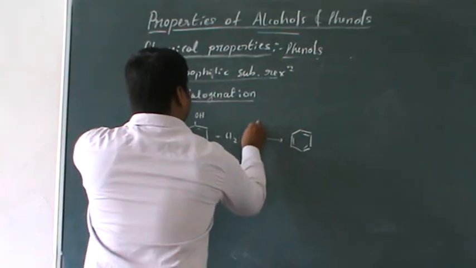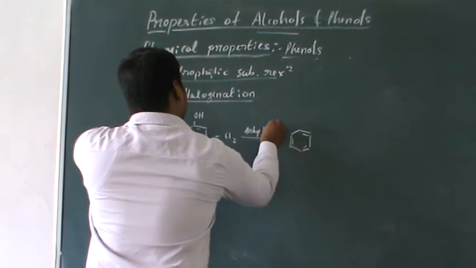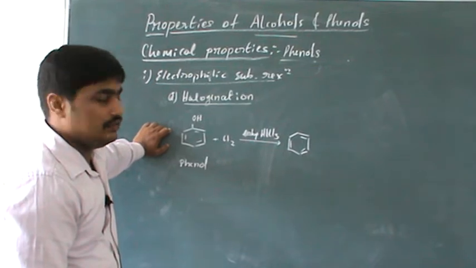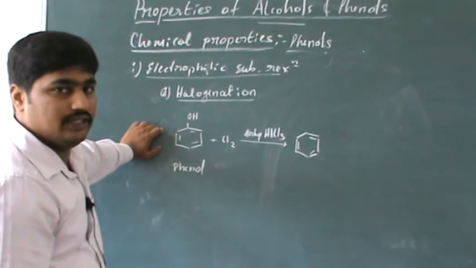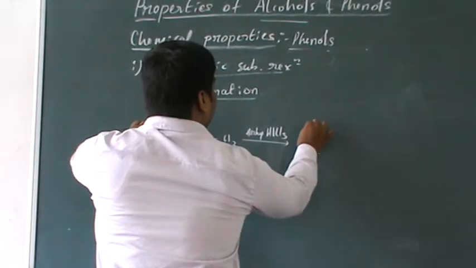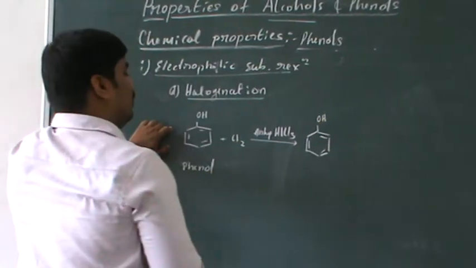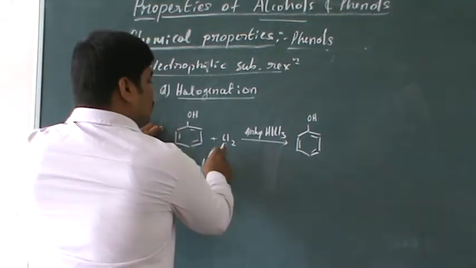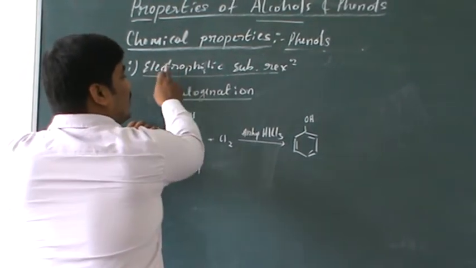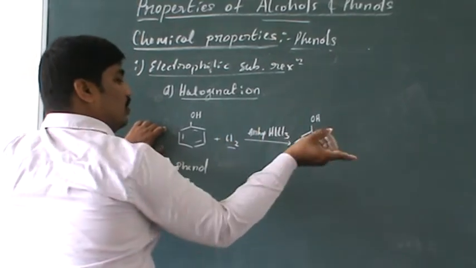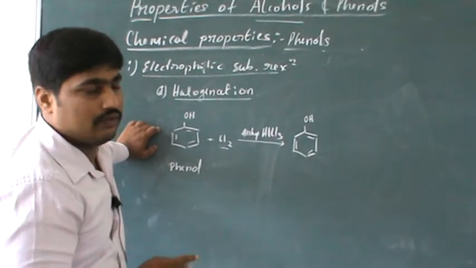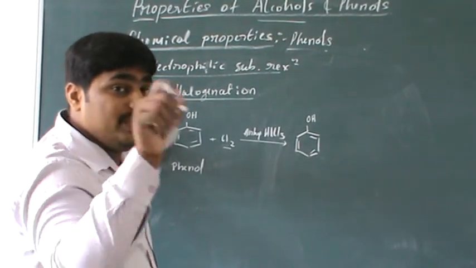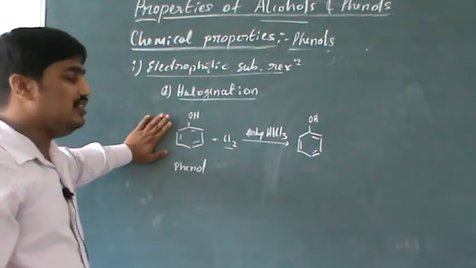For the chlorination purpose, we need anhydrous aluminum chloride. Then the OH remains on the first carbon, and the other position is substituted by electrophilic substitution. Chlorine undergoes generation of an electrophile, and it attacks on which position of the benzene ring? That is the important thing.